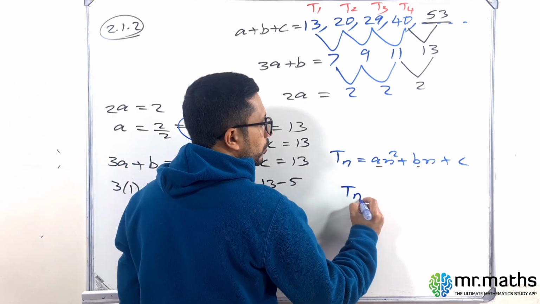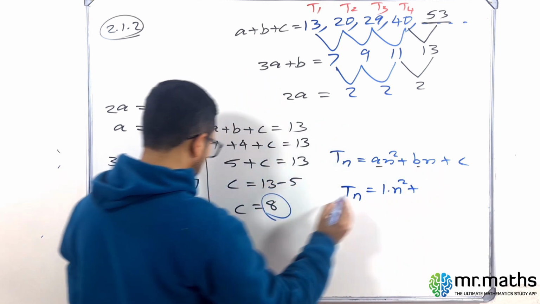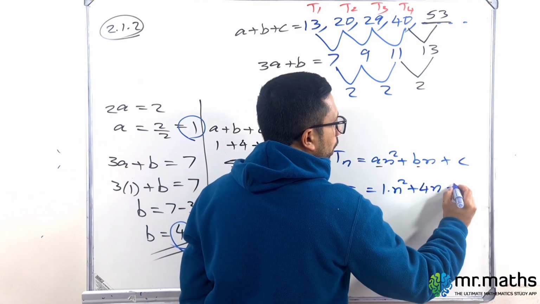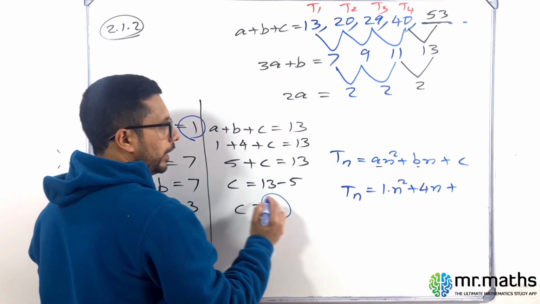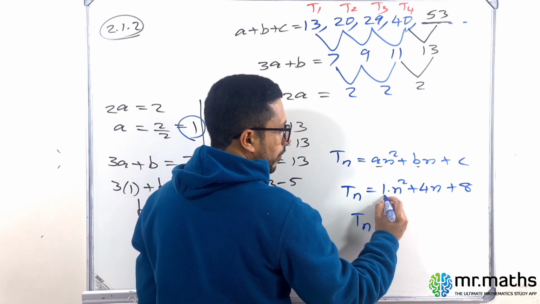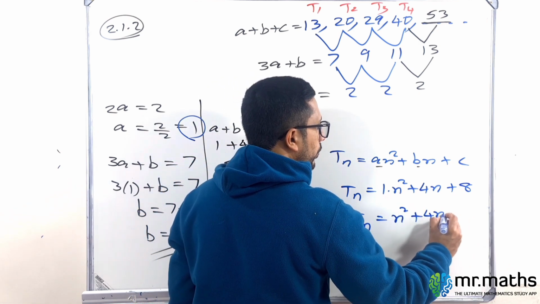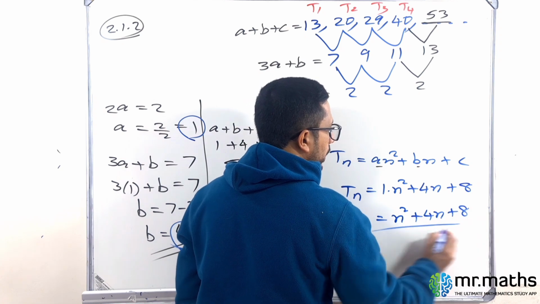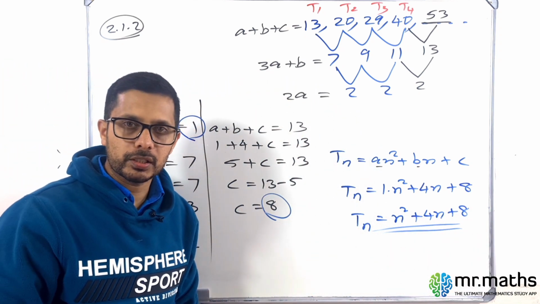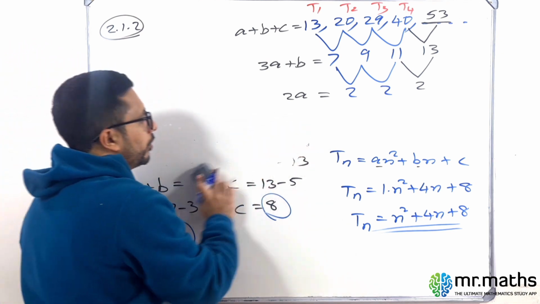Tn is equal to A n squared plus B. What is B? 4. So it is 4n plus, what is C? 8. So let's write once more. Tn is equal to 1 into n squared, which is the same as n squared, so n squared plus 4n plus 8. And that is the general equation of that quadratic sequence. Do you understand? Okay, so that is question number 2.1.2.